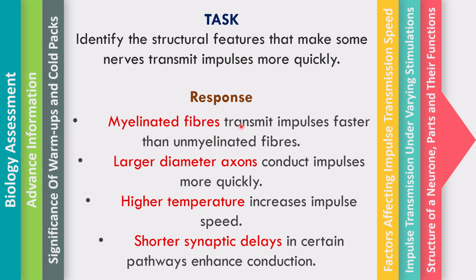Myelinated fibers transmit impulses faster than unmyelinated fibers. A larger diameter axon conducts impulses more quickly. Higher temperatures increase impulse speed. Shorter synaptic delays in certain pathways enhance conduction.